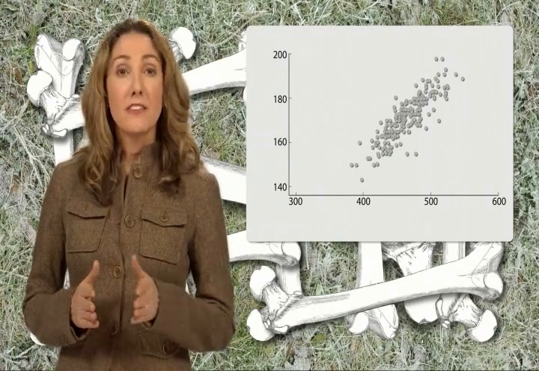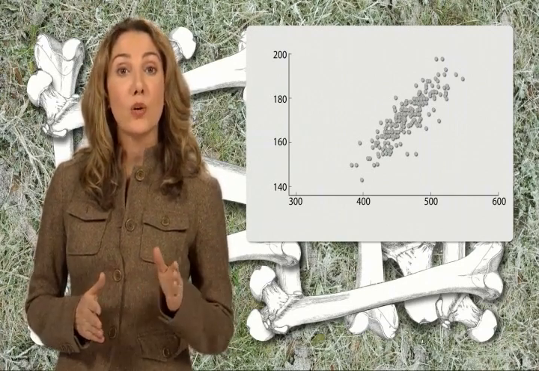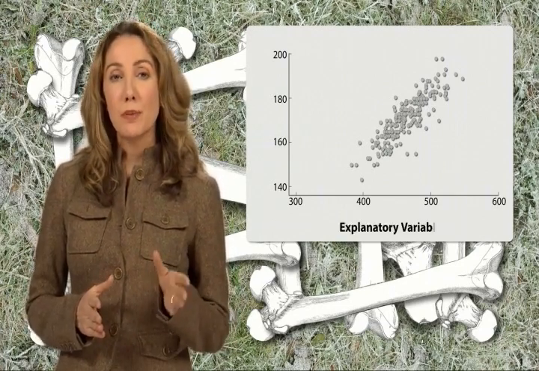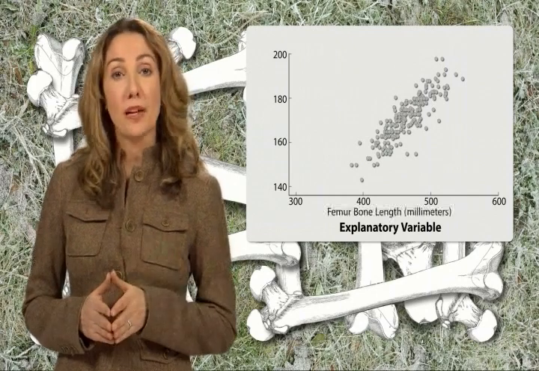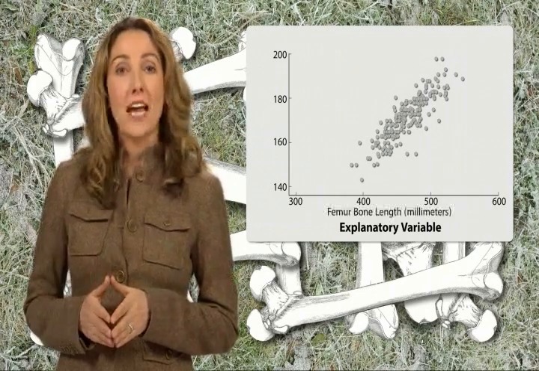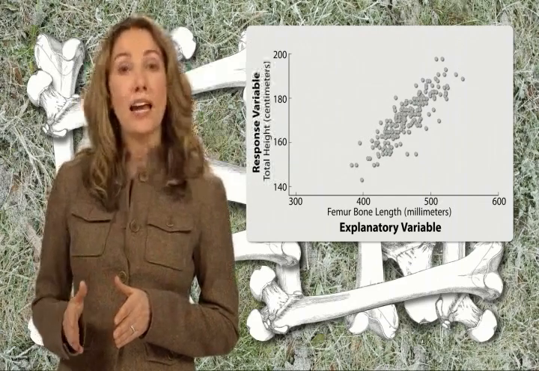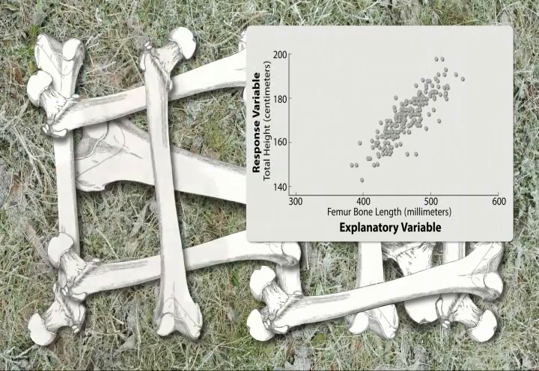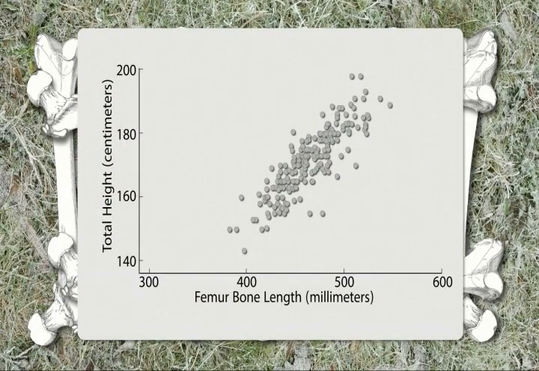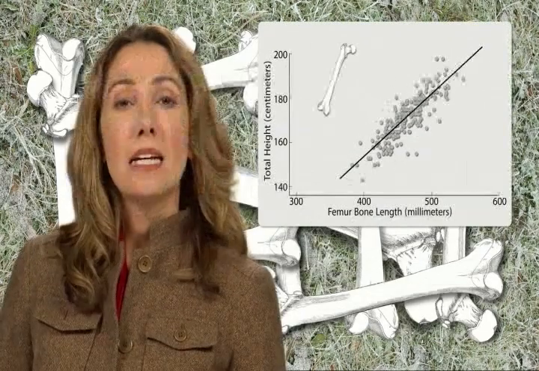In this case, the femur length is what influences the total height. Remember that the explanatory variable, femur bone length, goes on the x-axis, and the response variable, total height, goes on the y-axis. The data points appear to fall pretty much along a straight line. Longer thigh bones and taller heights look like they go together in a linear relationship.